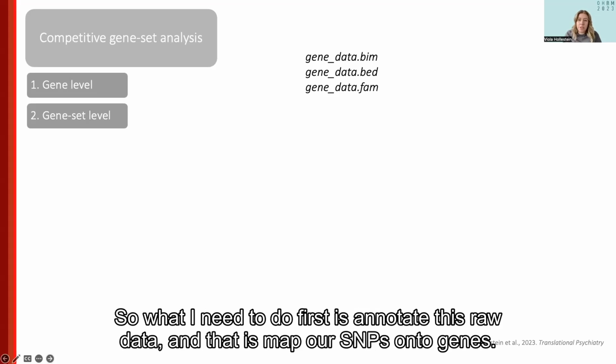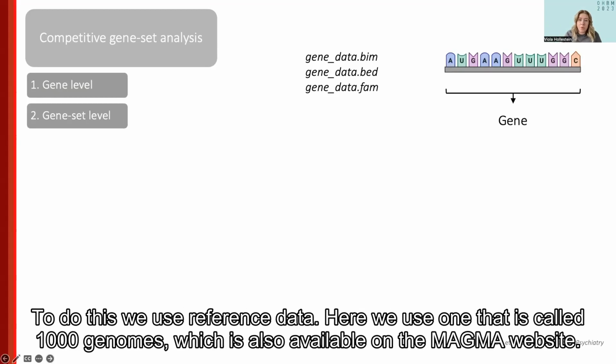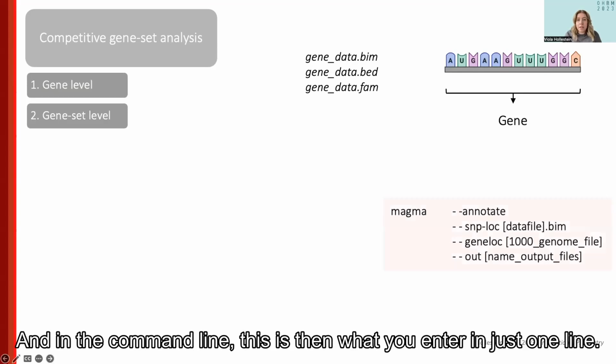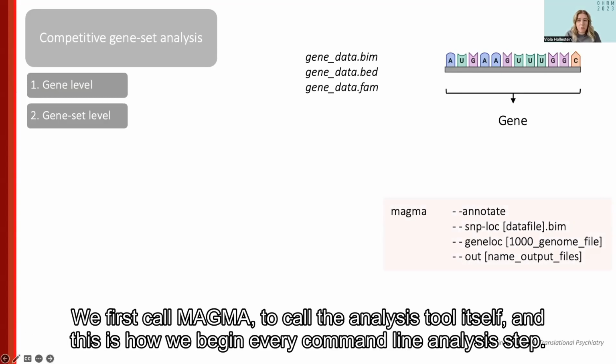So what I need to do first is annotate this raw data, and that is map our SNPs onto genes. To do this, we use reference data. Here we use one that is called 1000 Genomes, which is also available on the MAGMA website. And in the command line, this is then what you enter in just one line. We first call MAGMA to call the analysis tool itself. And this is how we begin every command line analysis step.